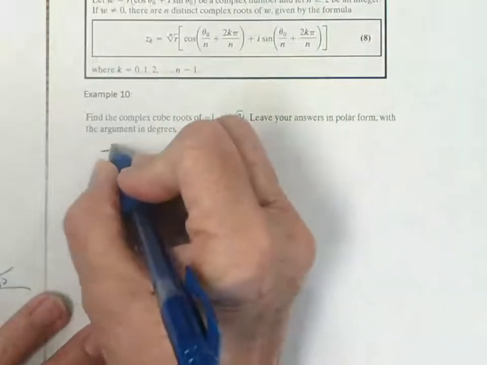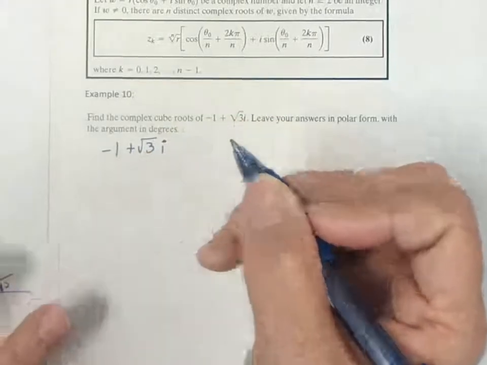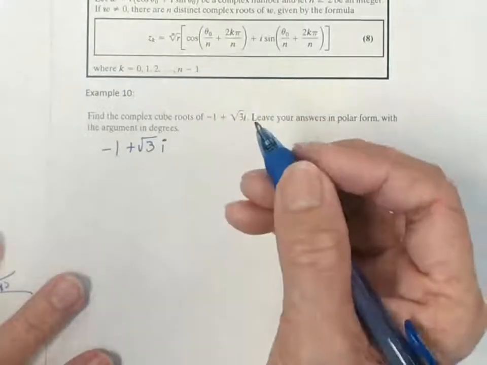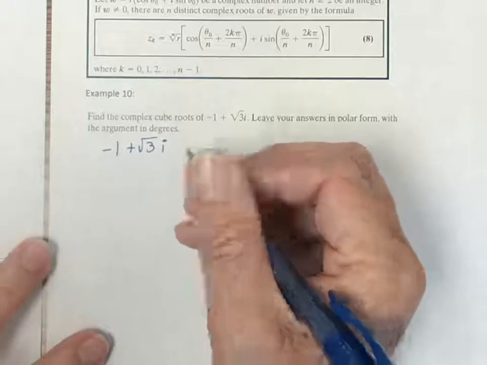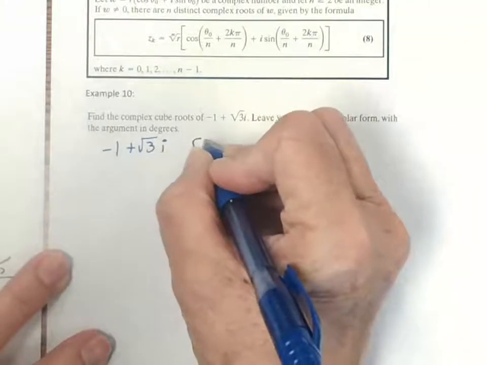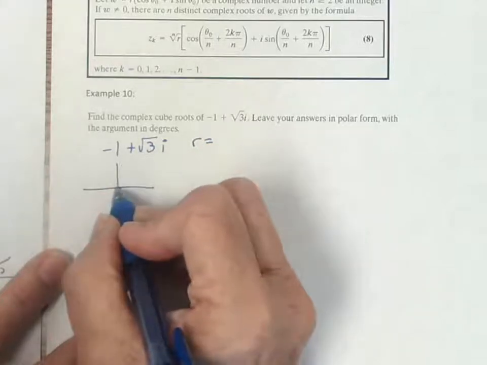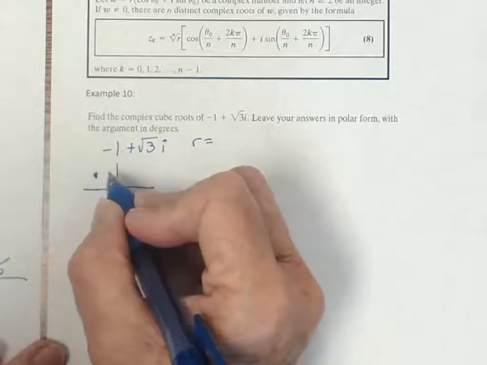So I've got negative 1 plus square root of 3 i. I need this again in polar form for this to work. So my radius is going to, let's just go ahead and sketch this. So negative 1, positive, so somewhere over here.